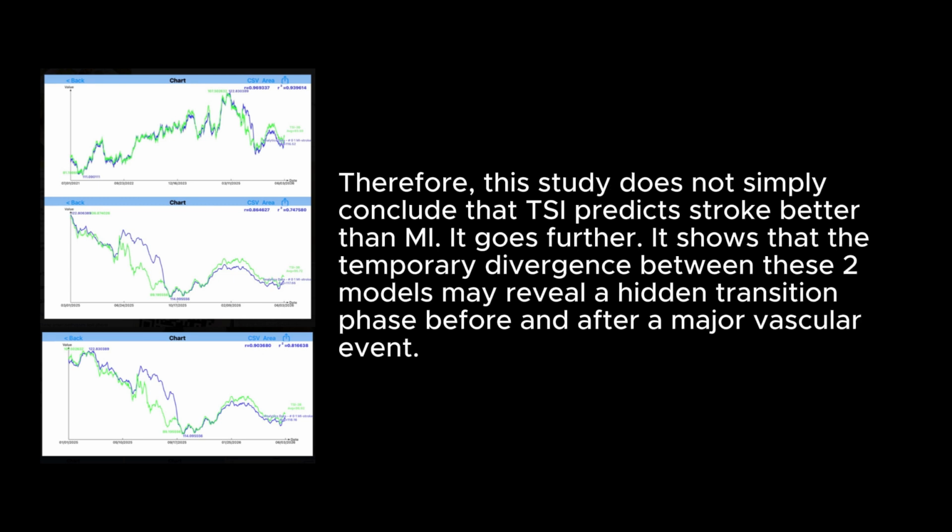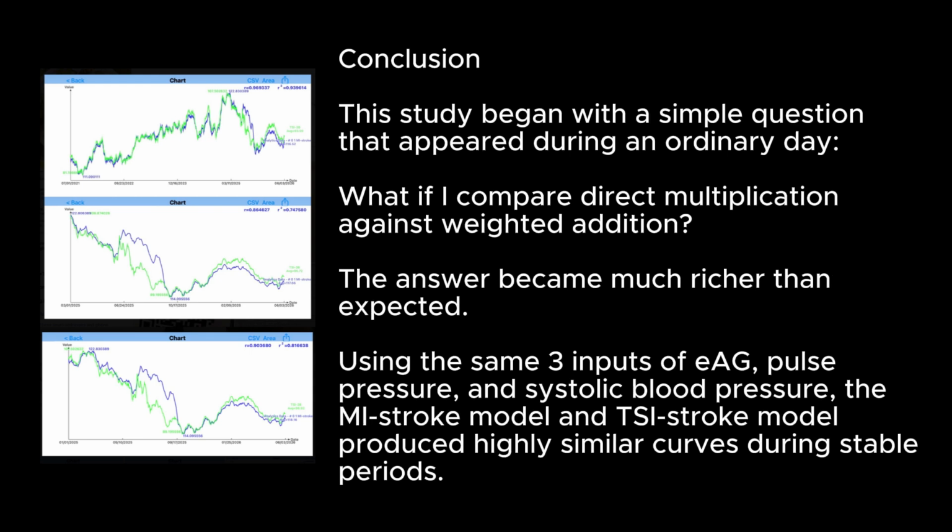Therefore, this study does not simply conclude that TSI predicts stroke better than ME. It goes further. It shows that the temporary divergence between these two models may reveal a hidden transition phase before and after a major vascular event. Conclusion: this study began with a simple question that appeared during an ordinary day. What if I compare direct multiplication against weighted addition? The answer became much richer than expected, using the same 3 inputs of EEG, pulse pressure, and systolic blood pressure.